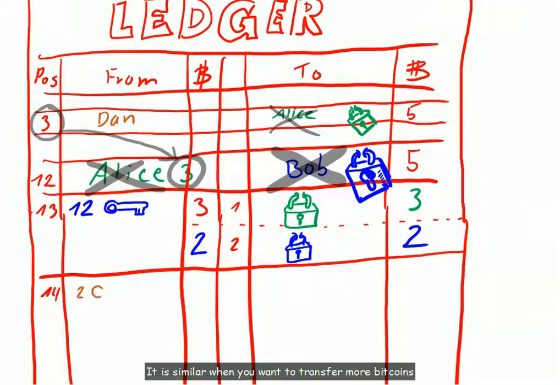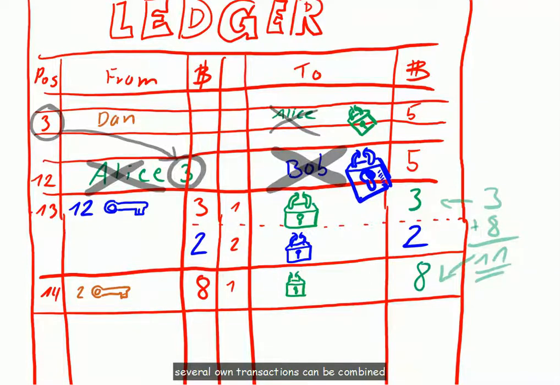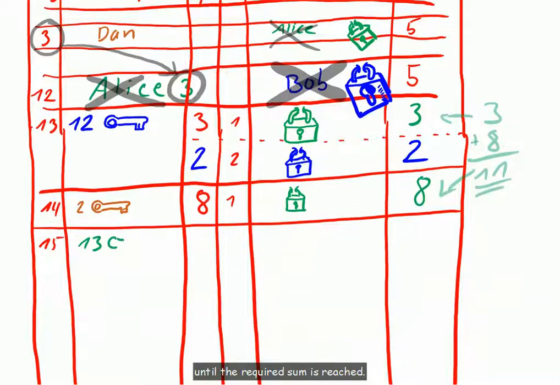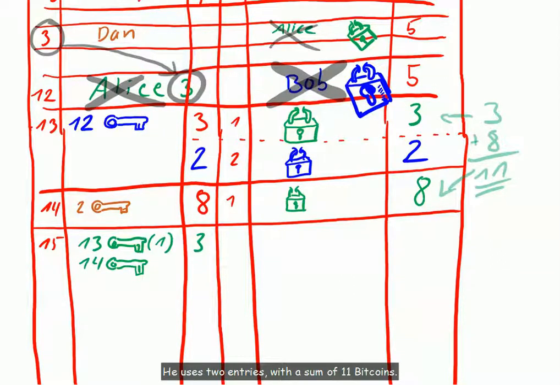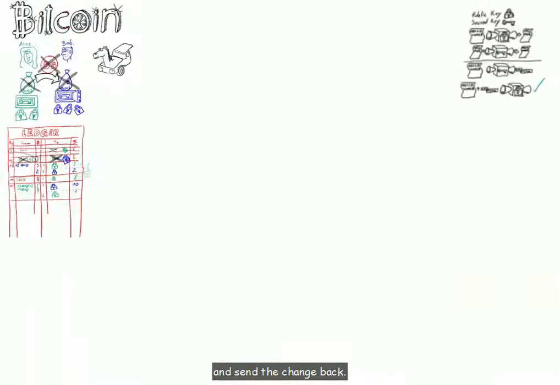It is similar when you want to transfer more Bitcoins than the largest UTXO contains. For this purpose, several UTXOs can be combined until the required sum is reached. In our example, Bob wants to spend 10 Bitcoins on Alice. He uses 2 entries, with a sum of 11 Bitcoins. Luckily, you can also set the output quantity exactly and send the change back.